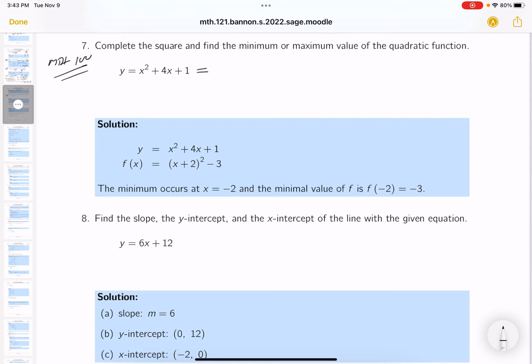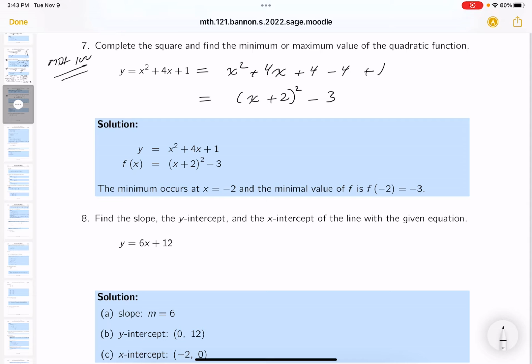Well, I'm going to complete the square on it. What do you get? X squared plus 4x. Let's see. How would you complete the square? Half of 4 is 2. I'd add 4. But if I add 4, I'd have to subtract 4, and there's still a 1 at the end of it. And what do you get over here? You would get x plus 2 squared minus 3.